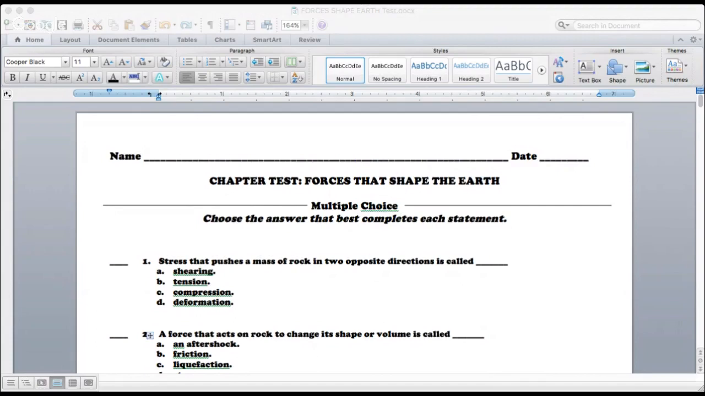Chapter test. Forces that shape the earth. Multiple choice. Choose the answer that best completes each statement. Number 1. Stress that pushes a mass of rock in two opposite directions is called A. Shearing, B. Tension, C. Compression, D. Deformation.